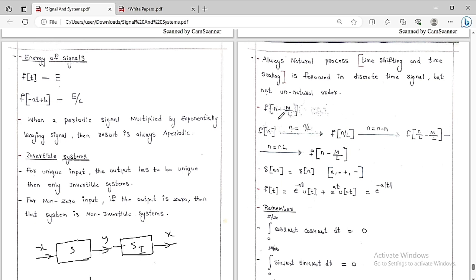Suppose the signal is f of (n minus m) by l. So I want to get the signal from f of n. So what I should do, listen carefully. f of n is there. In place of n, I will substitute n by l, so f of n by l I am going to get. Then in place of n, I will substitute n minus m, then I am going to get f of (n minus m) by l. Then in place of n, I will substitute nl, then I am going to get f of (n minus m) by l.